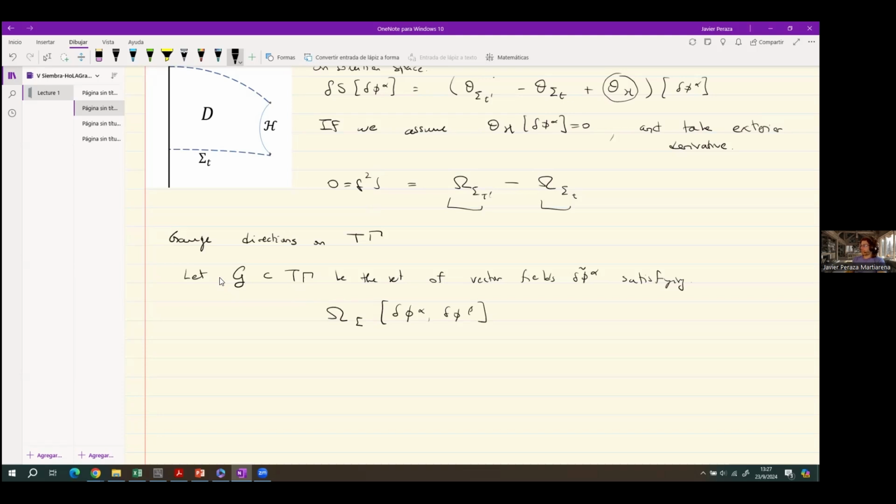So let us call it like with a little tilde here. So these vectors satisfy that when evaluated the presymplectic form on them, yes, this is 0 for all delta phi beta on the tangent bundle. So this is our definition of gauge directions. So we say that this is the collection of gauge directions.